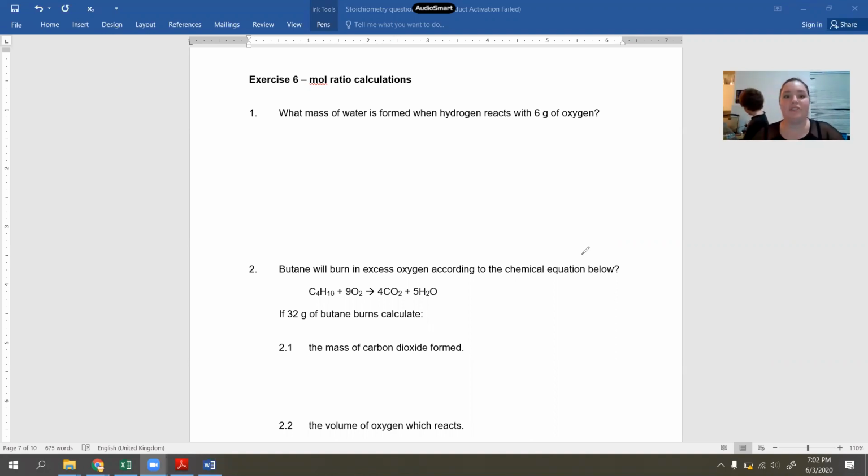So the question asks, what mass of water is formed when hydrogen reacts with 6 grams of oxygen? Now, part of what makes this question particularly challenging is that I haven't given you a balanced equation. But I think most of you know that hydrogen plus oxygen goes to give us water. Okay, so over here, we've got our starting materials on the left-hand side and our products on the right-hand side.